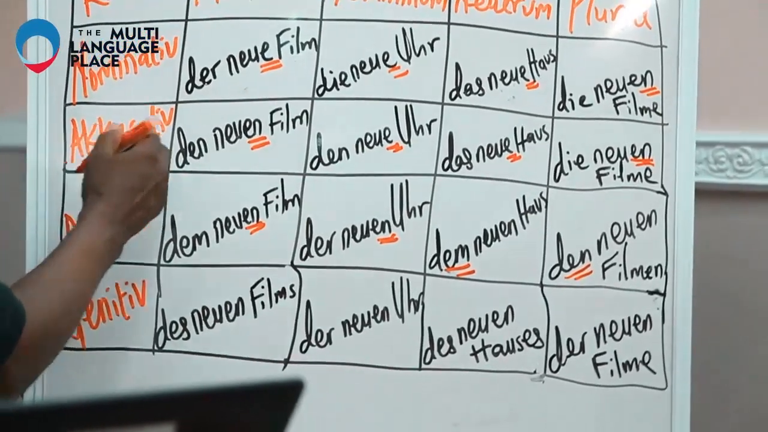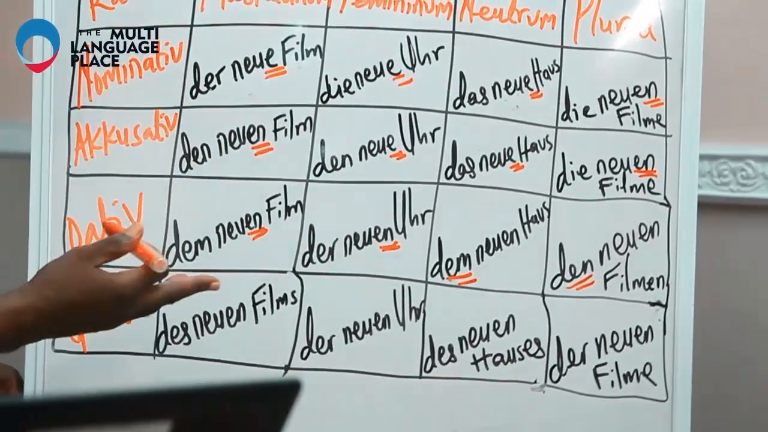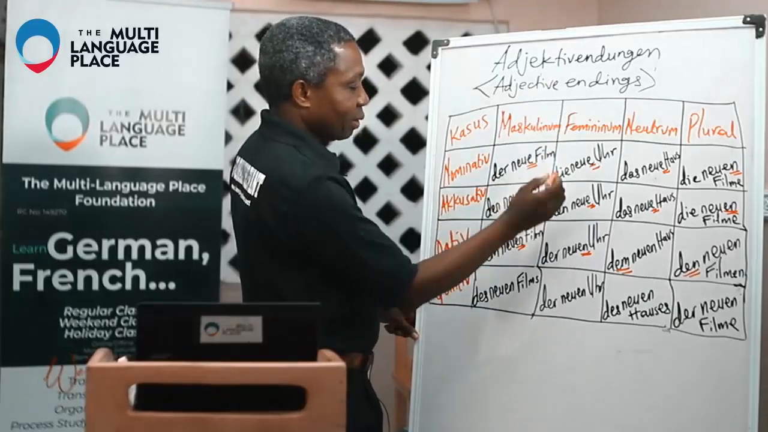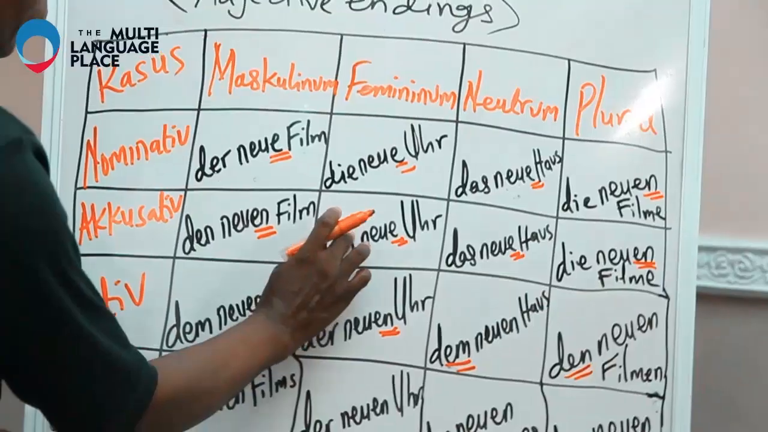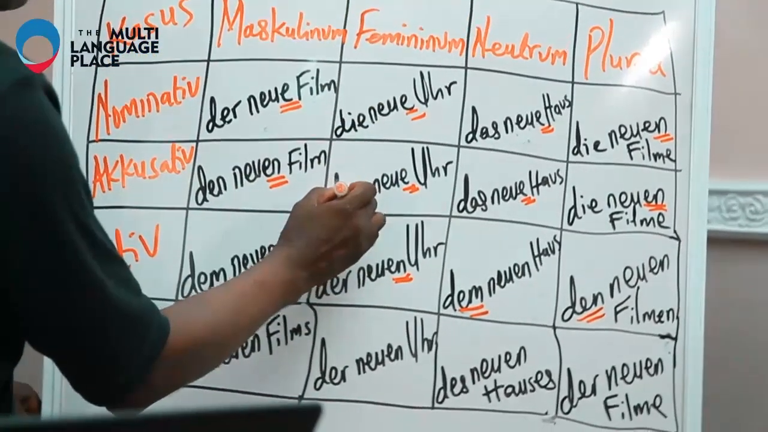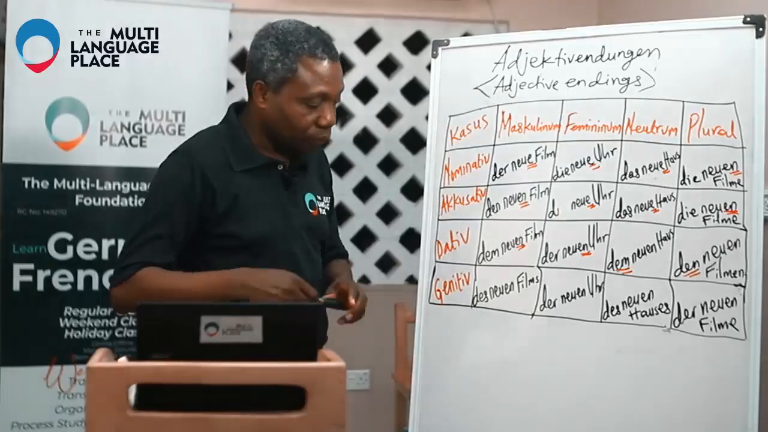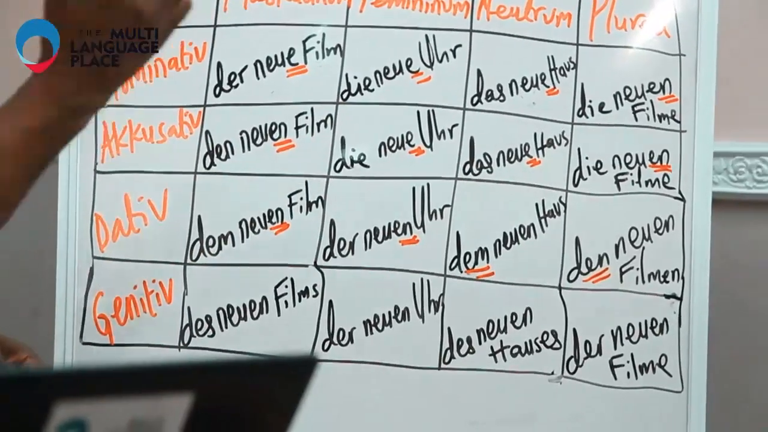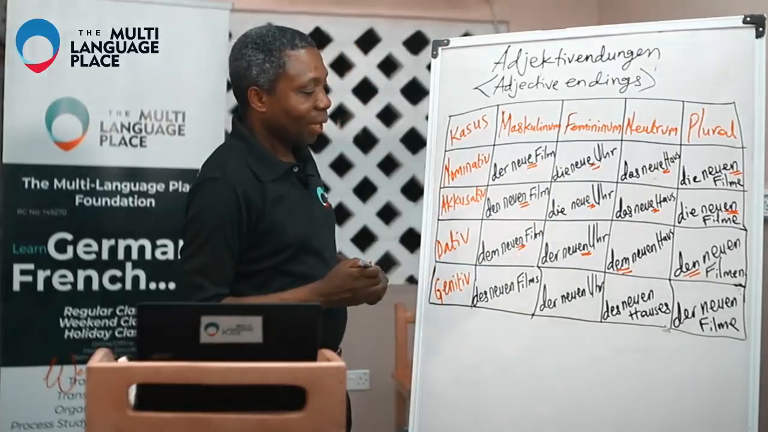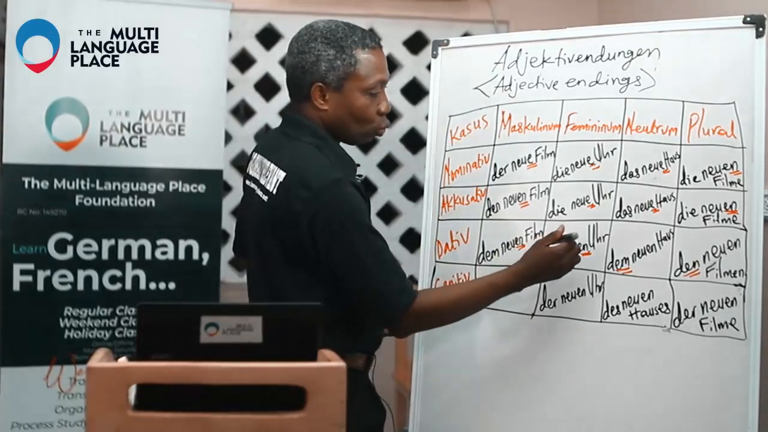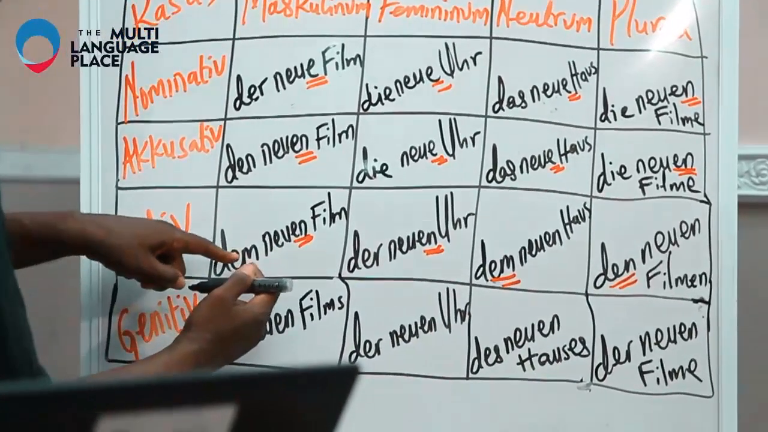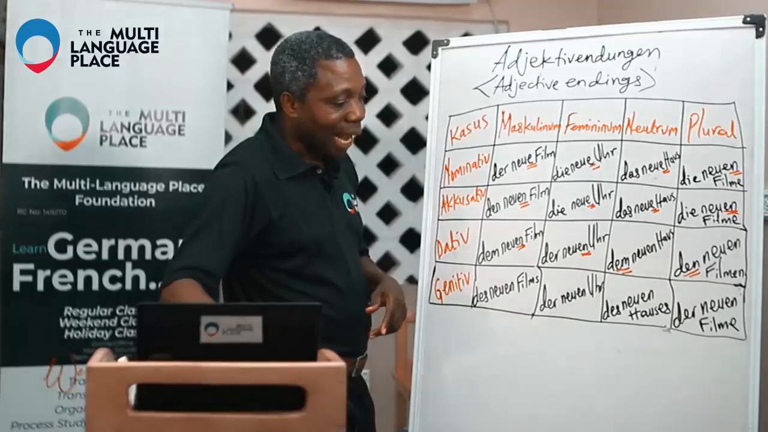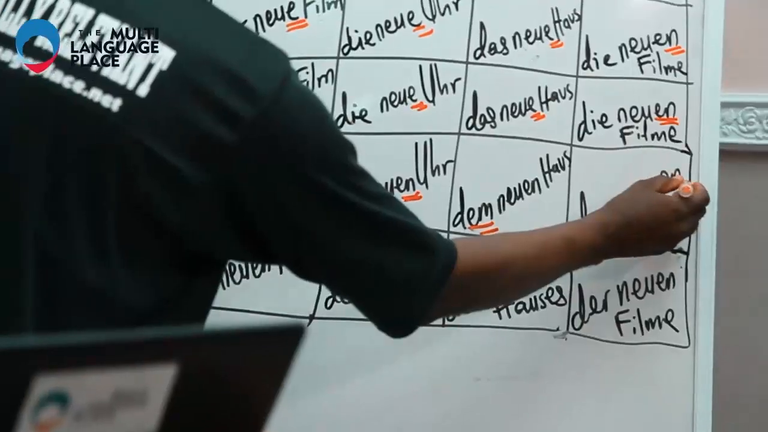And then I want us to look at die neue Uhr. Now we have the accusative, den neuen Film, and then we have die neue Uhr for feminine. Yes, this one has to be D here, because it's feminine, die Uhr. Let me correct that. So we have die neue Uhr. And then I come back to the dative: dem neuen, der neuen, dem neuen, and then the plural, den neuen.